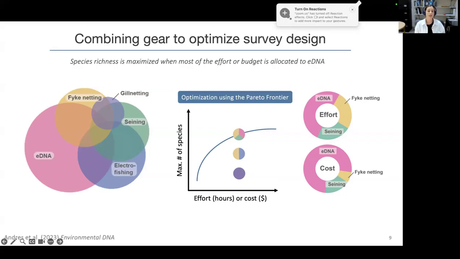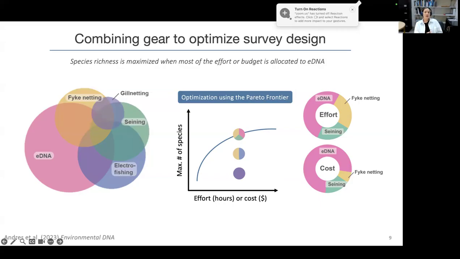However, if we're thinking of efficiency in terms of cost, we would want to allocate about three-quarters of our cost to environmental DNA and the remaining quarter to a distribution of fyke netting and seining. While these results are specific to this system, to the biodiversity and the different gear types that we assessed here, the general approach for optimizing survey design could be used in any study to improve our efficiency and to best allocate precious effort and costs.